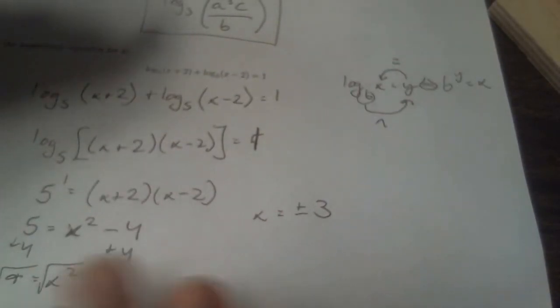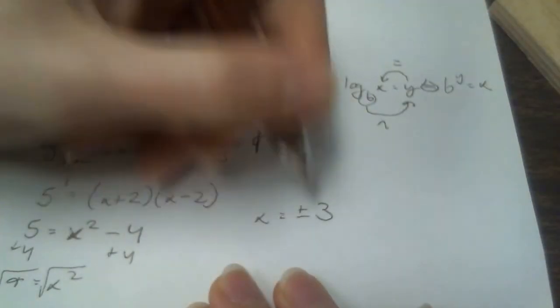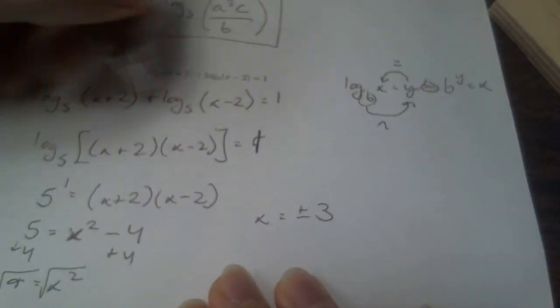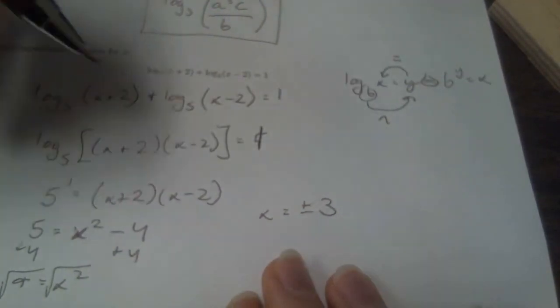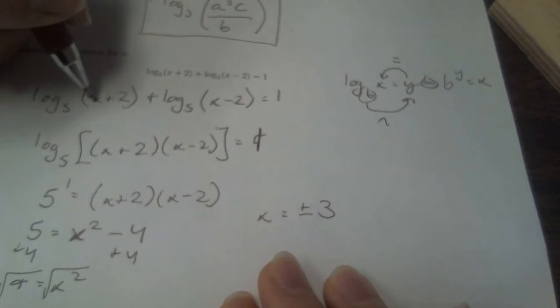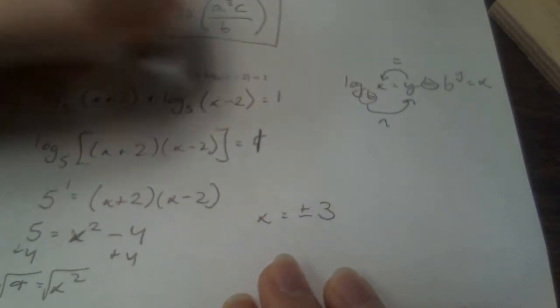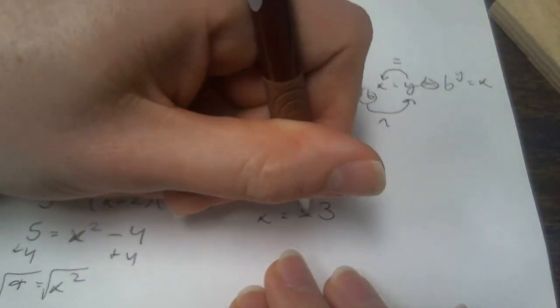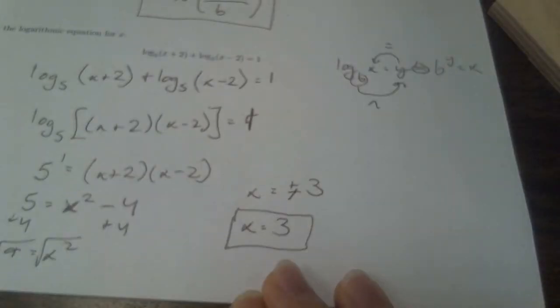The rules that we have for domain are that we can't divide by 0, we can't take the square root of a negative number, and we also can't have the logarithm of a negative number. So if x equals positive 3, both of my arguments for my logarithms are going to be positive, so that's fine. That's what we want. However, if x is negative 3, then both of my arguments for my logarithms are going to be negative, which you can't have. So you can just ignore that negative one. My final answer is just going to be x equals 3.